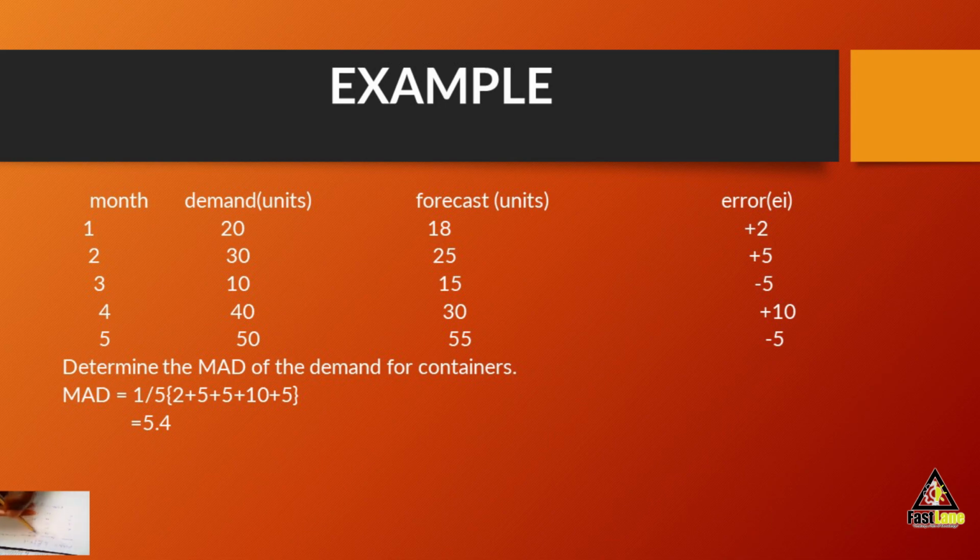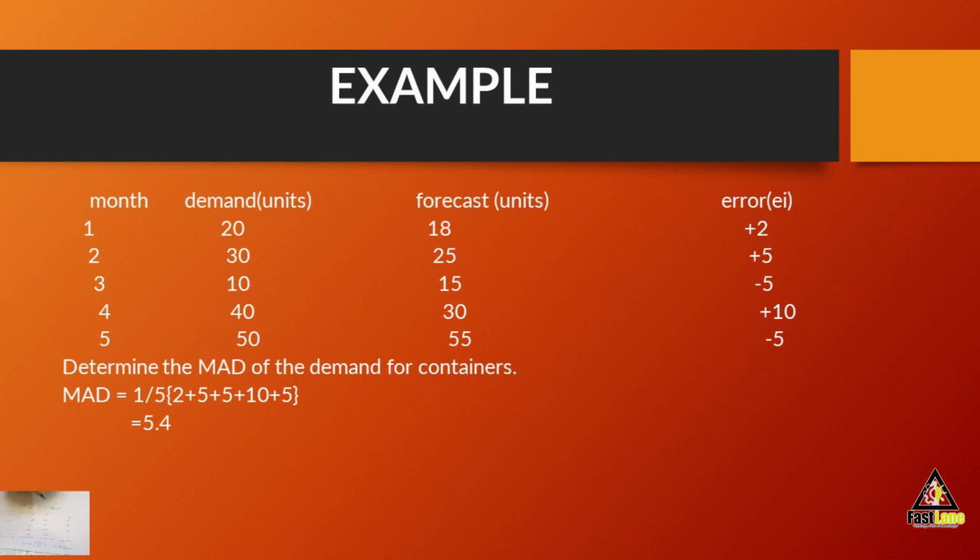It will be 20 minus 18, which is positive 2. For the second month it is 30 minus 25, which is positive 5. For the third month, it will be negative 5. For the fourth month, we have positive 10, and the last month we have negative 5. Now we come and substitute in our formula.